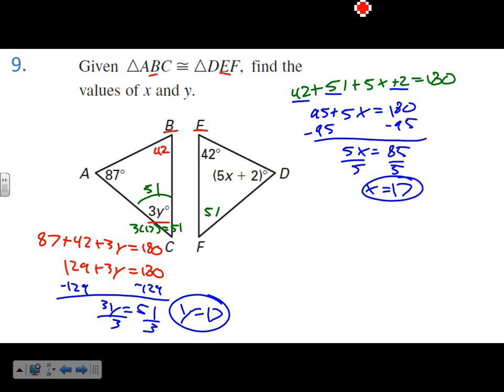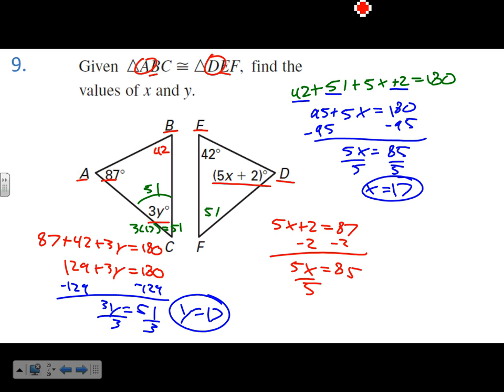Honestly, that's the way I would have seen it, and I would have just done it that way, not thought anything of it. But there's actually a quicker way to do it, and that's to realize that angle D is congruent to angle A. So 87 and 5x plus 2 have to be equal. So 5x plus 2 is equal to 87. If you add 2, sorry, subtract 2, that was close. Don't go too quickly like I did. You make silly mistakes. 5x is equal to 85. Divide by 5. X is equal to 17. Sounds a little bit shorter, but they both give you the right answer.